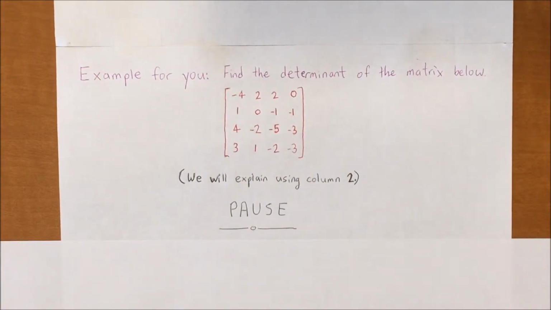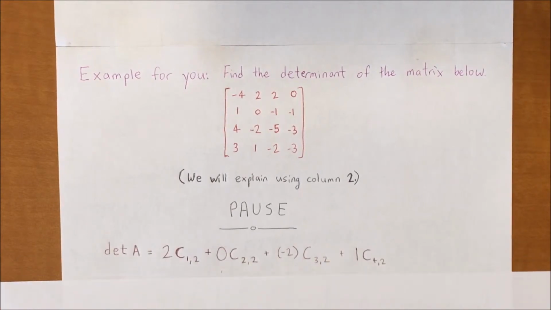Now let's look at the second example. In this example, we are going to solve for the determinant of this 4 by 4 matrix. We are going to use the second column to solve for the determinant. We encourage you to pause this video and try to solve this problem first, and then check with our solution.